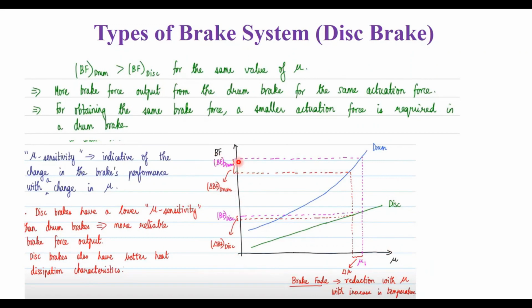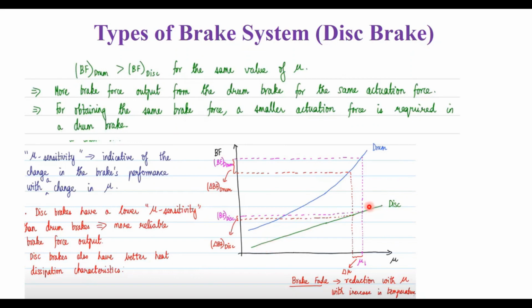So the first one is, I have told you that the brake factor of a drum is higher, and the brake factor of the disc is going to be lesser. This is going to be the drum brake and this is the disc one. The blue one is the drum, and this is the brake factor for the disc.